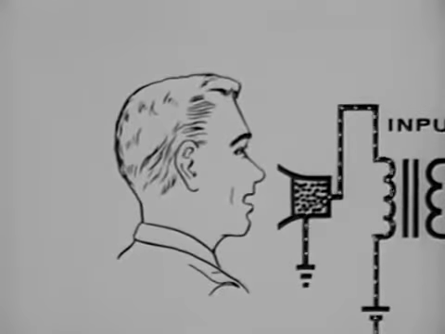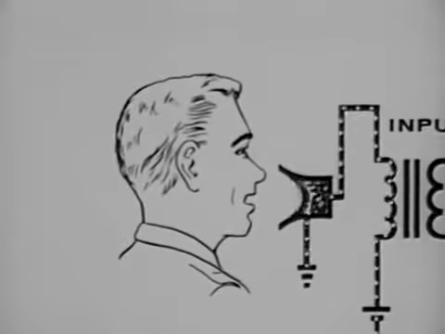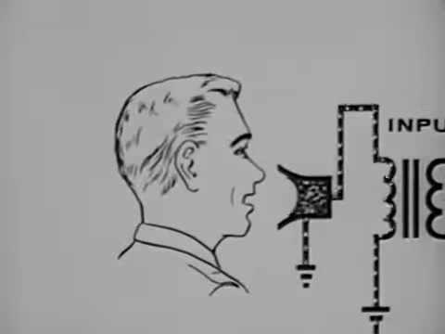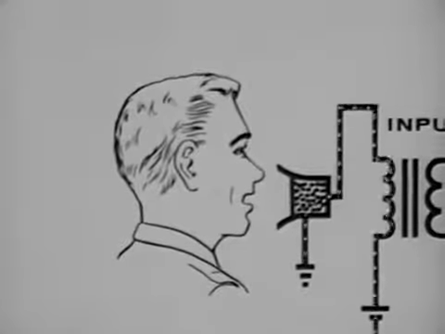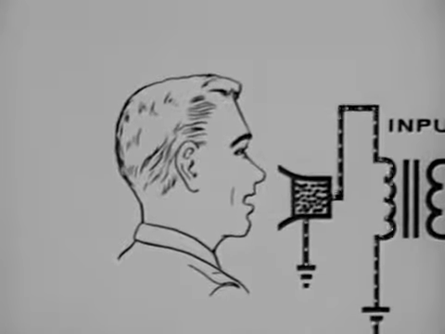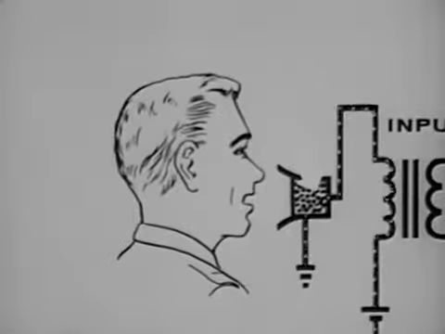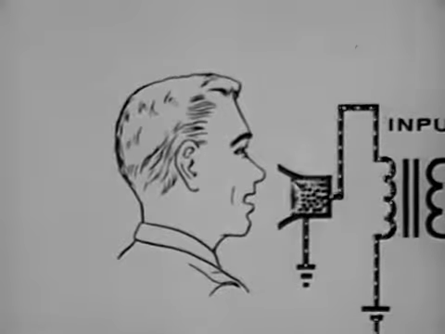If you speak into a microphone, the mechanical energy of sound waves is converted into electrical energy by the vibration of the diaphragm of the microphone under pressure of the sound waves. This vibration in a carbon microphone causes the diaphragm to first compress and then release the carbon granules in accordance with the pressure of the sound waves.